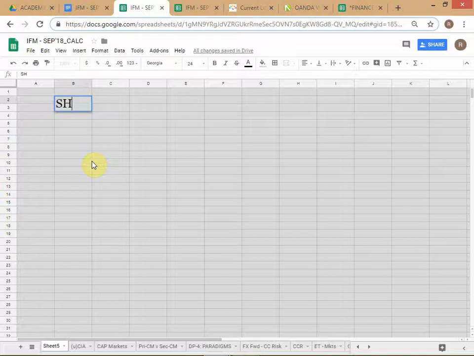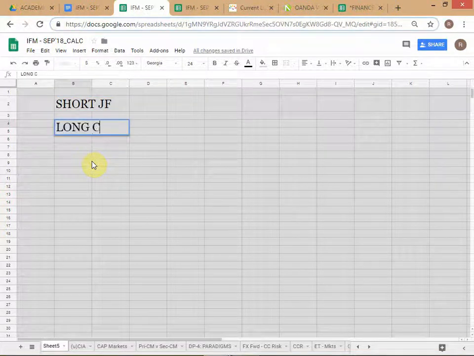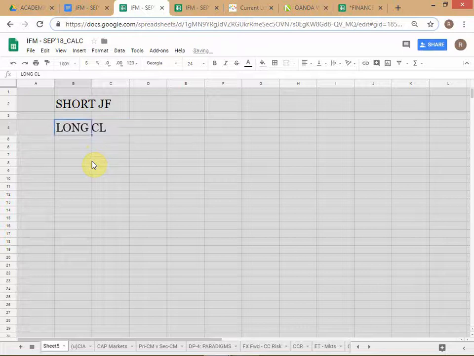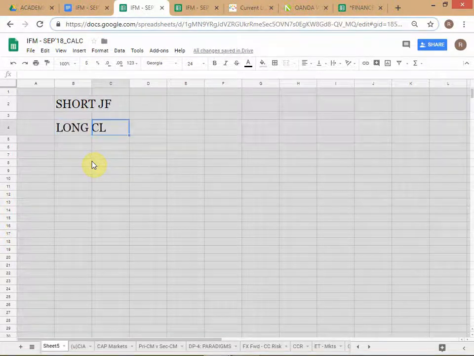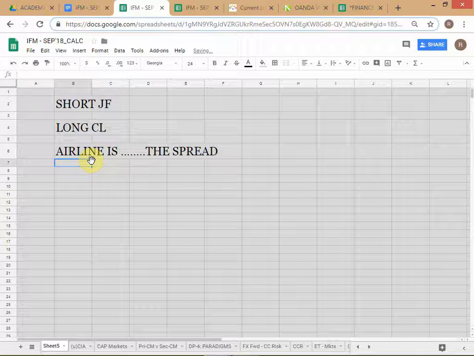So we start out being short. I'm just going to write it as JF, which is for jet fuel, and long, I'm going to write CL for the West Texas contract. Is everyone okay with this? So the position is short JF and long crude oil. In particular, the airline has a spread position. We'll see whether they're long or short the spread.